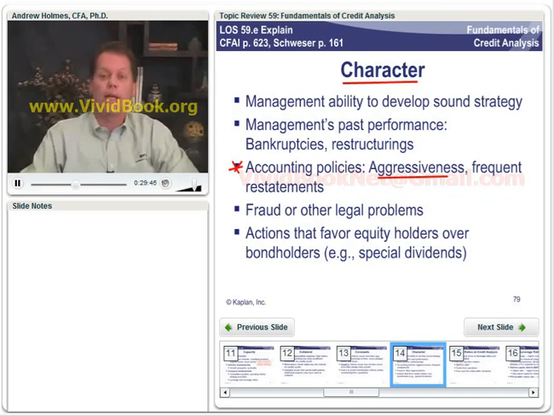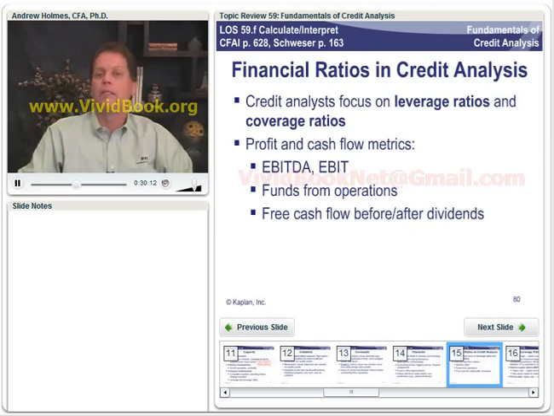So if they're being aggressive, trying to overstate earnings, then we would be worried about the quality of the statement of earnings and might think that it was too high. If that's the case, then you're going to be suspect of character, and that's going to make you say, well, I'm not sure I want to buy that bond. So fraud, of course, or other legal problems are going to be a big deal, and actions that favor equity holders over bondholders. Well, we just talked about the division of value between equity and debt.